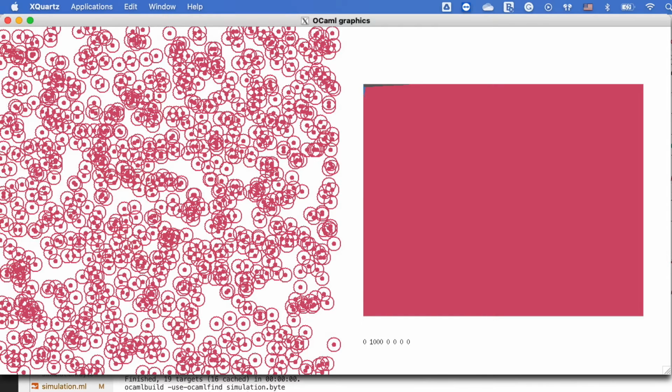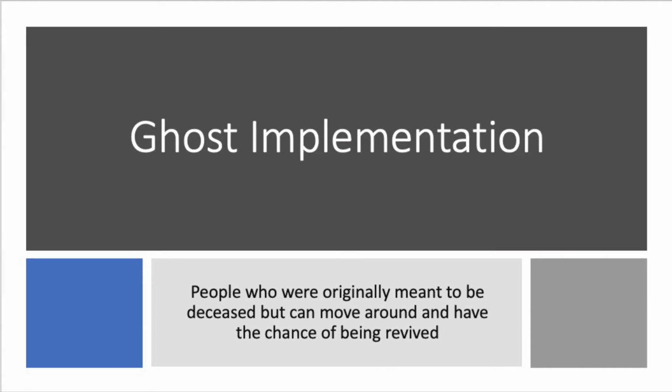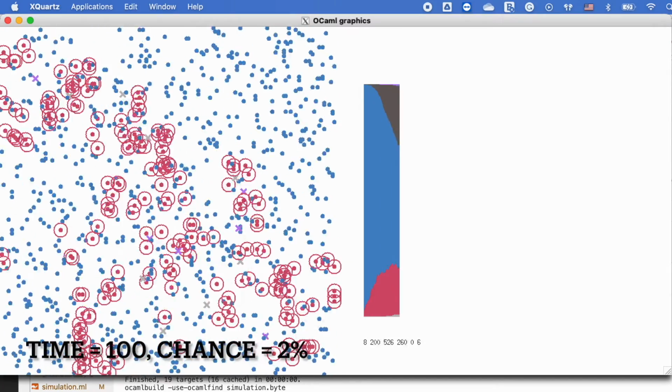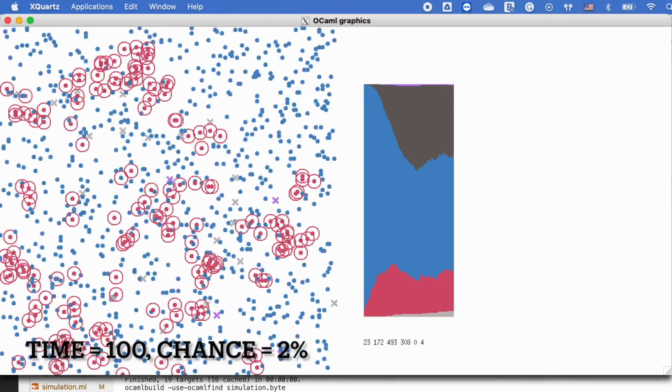So the last added implementation that I came up with was a ghost sort of class. And so this is meant for people who were deceased, but they have the optionality to become a ghost based on a chance. And when they're a ghost, they have the properties of being able to move around. And after a certain period of time, they can be revived. And so my original case for the ghost was that the time equals 100 and their chance of being a ghost is 2%. And so these are represented by the purple cross symbols that are floating around the graph.